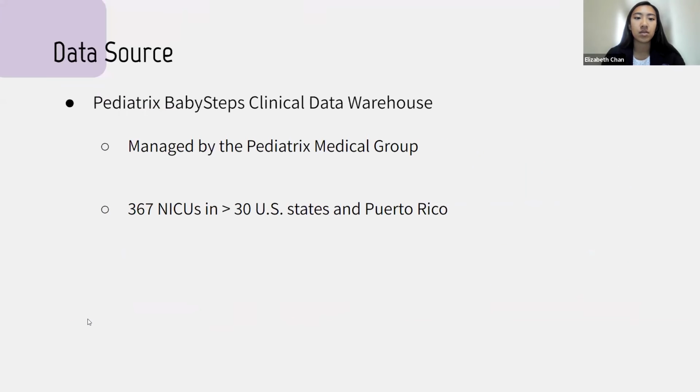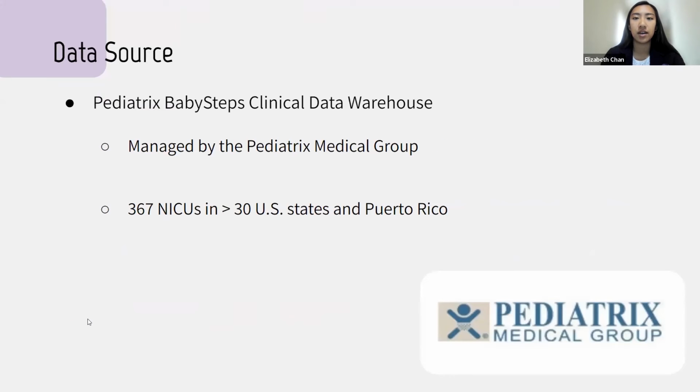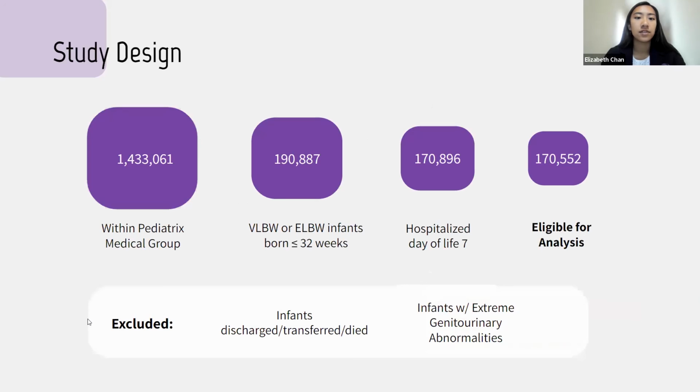For our methodology, we identified all infants admitted to 367 NICUs in more than 30 states and Puerto Rico that are managed by the Pediatrix Medical Group. For this study, all infants within the Pediatrix Medical Group from January 2008 through December 2018 were considered eligible. We then refined our study population, selecting only very low and extremely low birth weight infants born at less than or equal to 32 weeks gestational age and hospitalized past postnatal day 7. Infants born at a non-Pediatrix facility and then transferred to one were excluded, and those born with extreme abnormalities were also excluded.